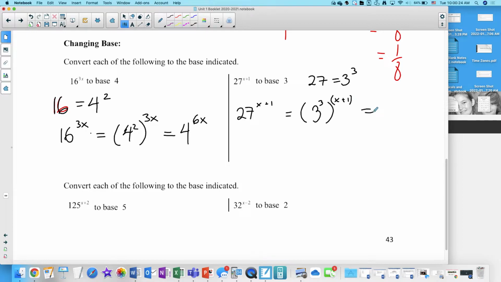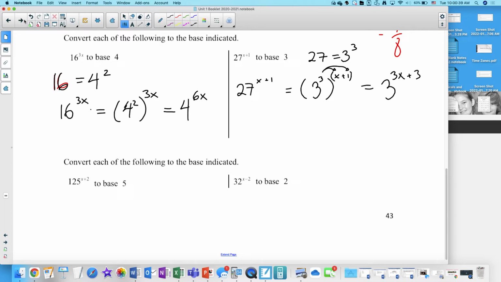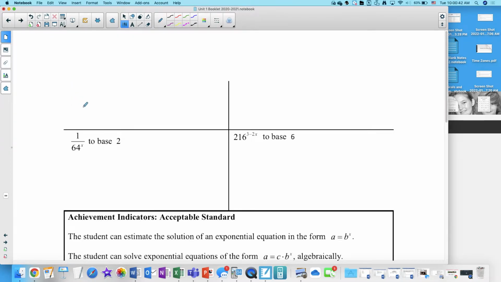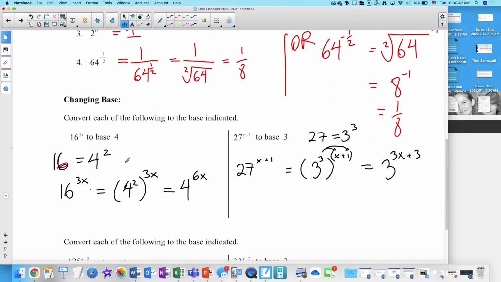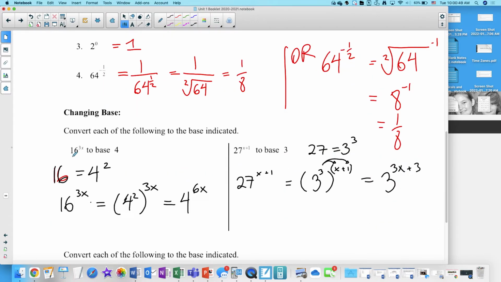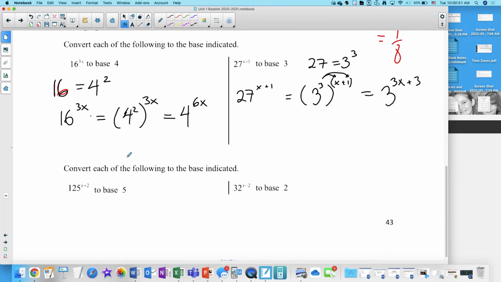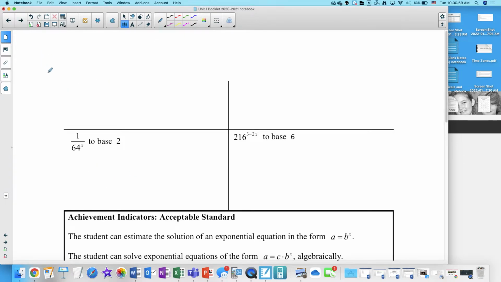Okay? So I would like you guys to try these two. Oh, there's 4 of them, actually. Try these two. In fact, I'm going to rewrite these on the next page, so I can all write the answers on one page. So 125 to the x plus 2, 32 to the x minus 2. Okay. I'll write that up here. Okay, and I'm going to get you guys to work on that for a couple minutes.